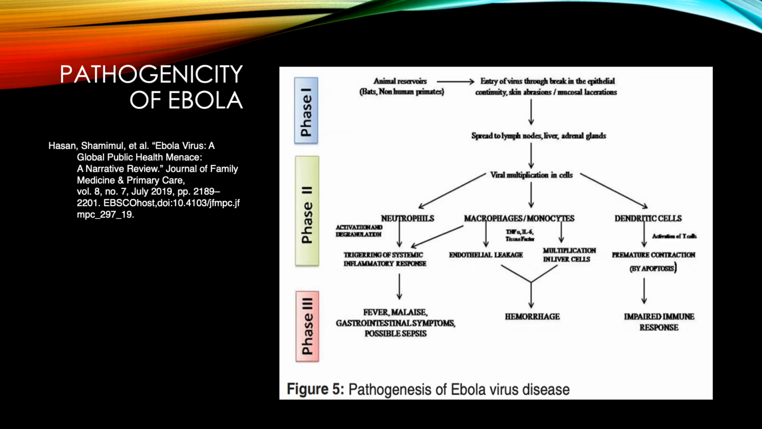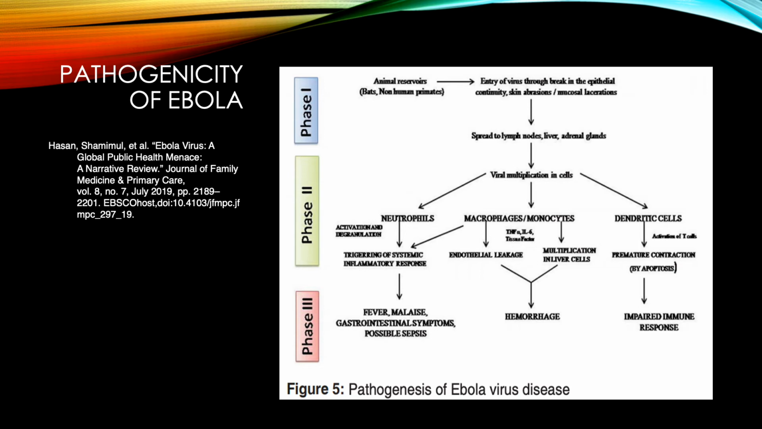The pathogenicity of Ebola is broken down into three phases. The first phase starts with animal reservoirs that aren't humans, such as bats. The virus then enters the human body through a break in the epithelial continuity, skin abrasions, or mucosal lacerations. Once inside the body, it spreads to the lymph nodes, liver, and adrenal glands. This leads us to phase 2, where there is a viral multiplication in the cells. From here, it has three options.